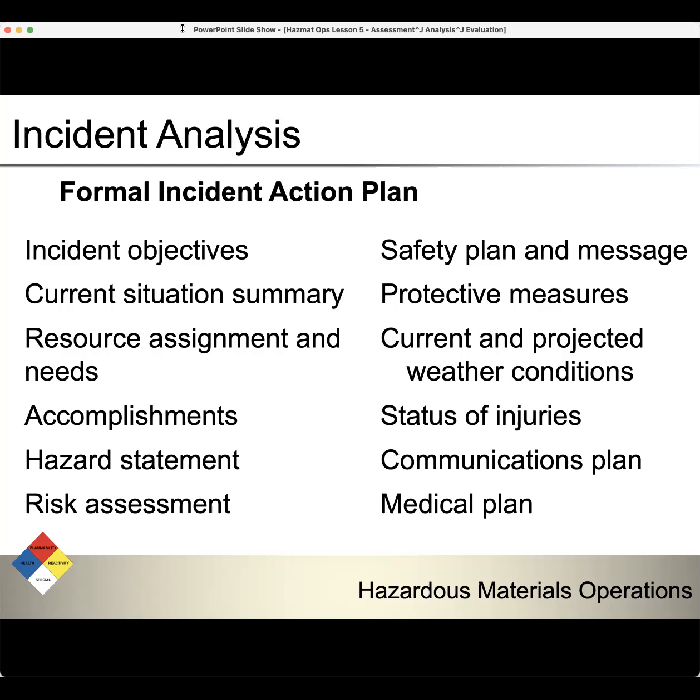With hazmat, we need to develop, eventually, a formal incident action plan. This is usually for the bigger incidents. For a diesel spill, which is our most common request for the hazmat team, we're not going to do a formal incident action plan. But for something that's going to be multiple hours or multiple days, we're going to do a formal one. You're going to have incident objectives, a current situation summary, resource assignments and needs, accomplishments, what we've gotten done, a hazard statement, a risk assessment, a safety plan, protective measures, current and projected weather conditions, status of injuries, a communications plan, and a medical plan. Like I said, most of the time we have an informal one, but for larger incidents, we'll create a formal one and use the FEMA ICS forms to do that.